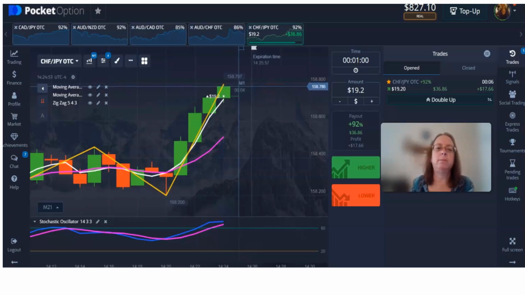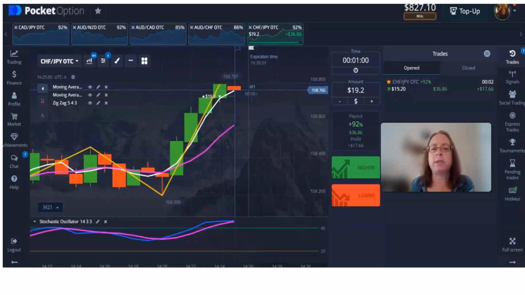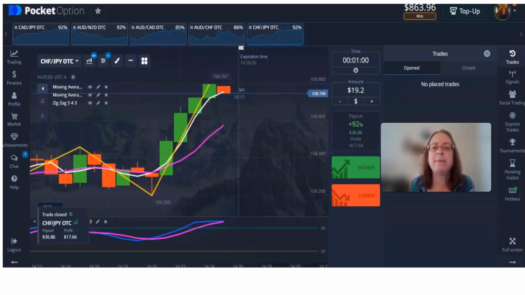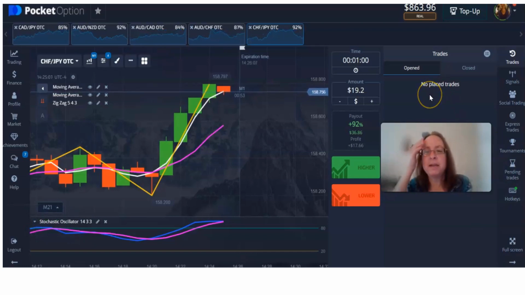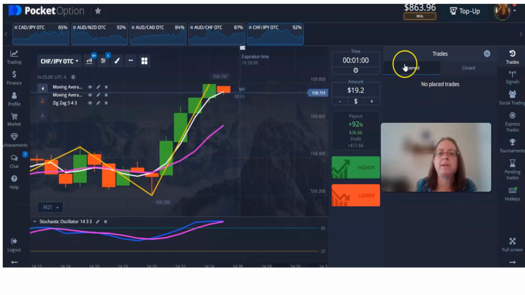Our zigzag has confirmed that the trend is going to continue. Maybe, maybe. Yes, we got it. Yay! So let's find one more trade and let's go from there. So let's see if we can find one more.